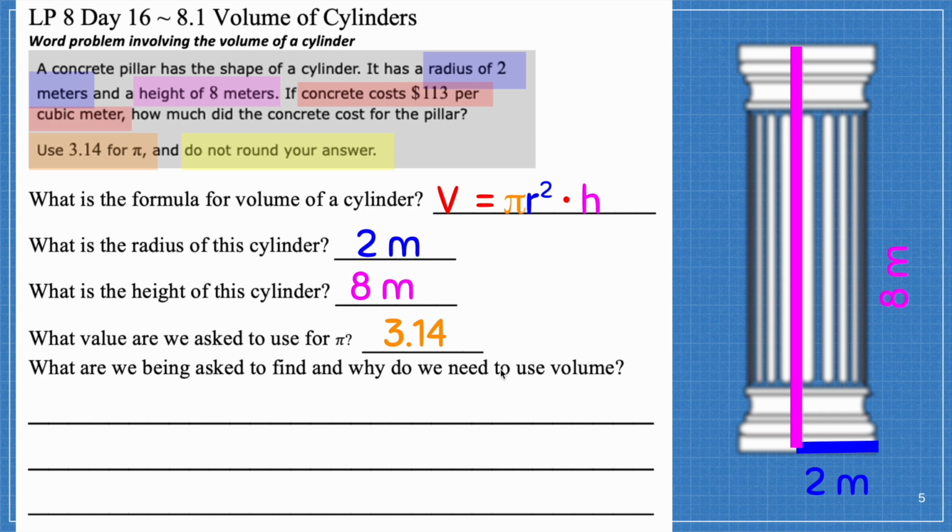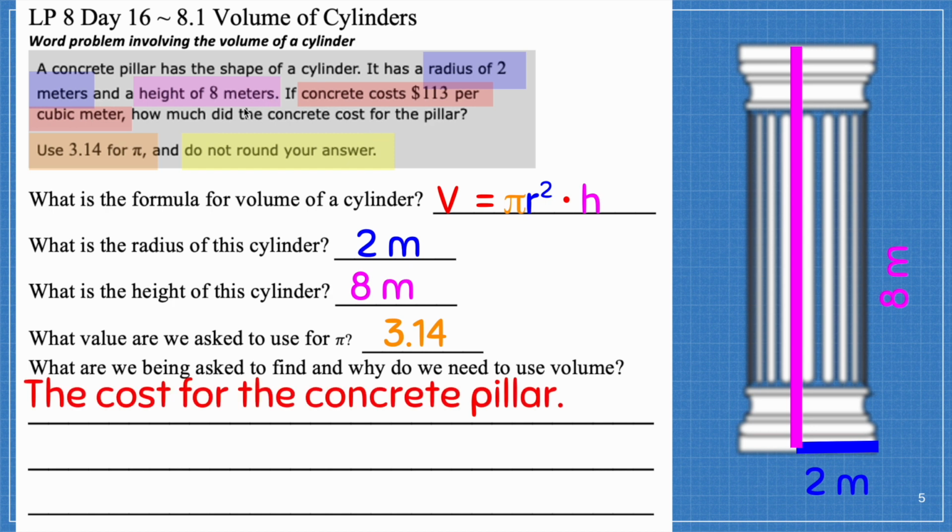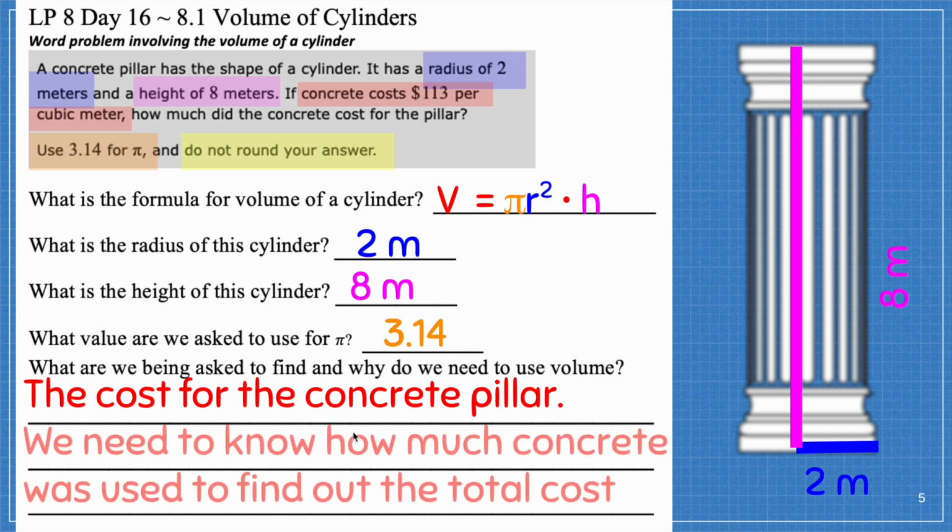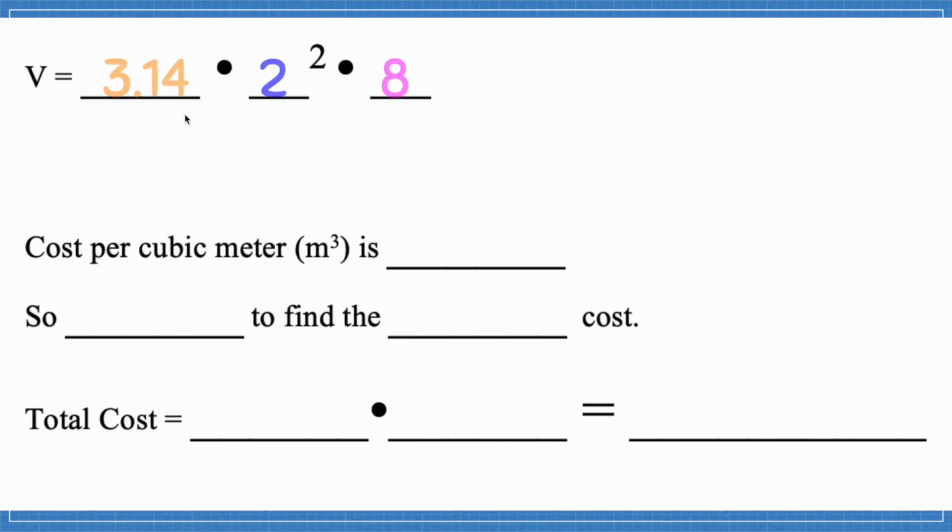But let's look at what we are being asked to find and why we need to use volume. If we want to know the total cost of the concrete for the pillar, I need to know how much concrete they used so that I can multiply that by the 113 per cubic meter, because each cubic meter we use costs $113. So I need to know how much did we use. So let's go ahead and calculate our volume.